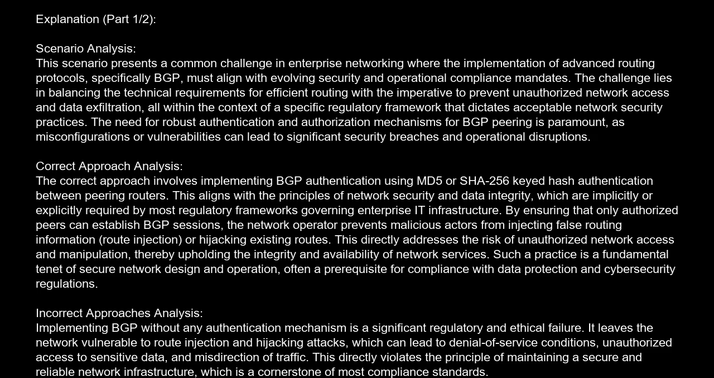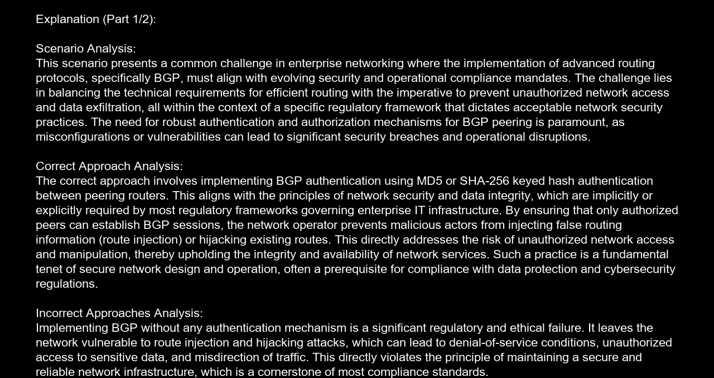The correct answer is D. Implement MD5 or SHA 256 keyed hash authentication for all BGP peering sessions. Explanation. Scenario analysis. This scenario presents a common challenge in enterprise networking where the implementation of advanced routing protocols, specifically BGP, must align with evolving security and operational compliance mandates. The challenge lies in balancing the technical requirements for efficient routing with the imperative to prevent unauthorized network access and data exfiltration, all within the context of a specific regulatory framework that dictates acceptable network security practices.